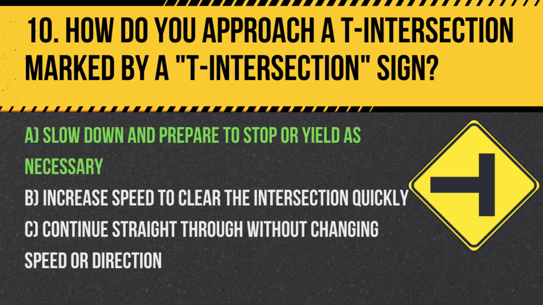Answer. A. Slow down and prepare to stop or yield as necessary. At a T intersection, drivers must be prepared to yield right of way or stop depending on the traffic conditions and signs. Question 11.